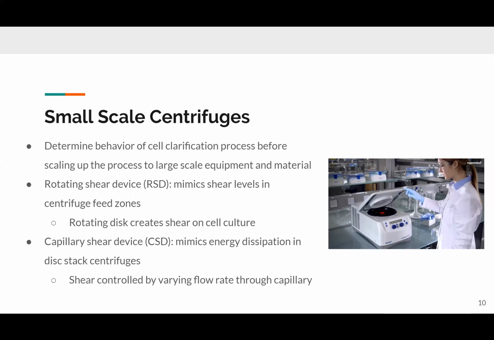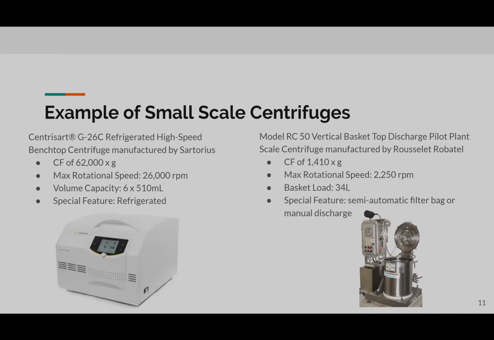Small-scale centrifuges are used for lab-scale purposes or pilot plant-scale production. They are helpful to determine if the cell clarification process is viable prior to scale-up to large-scale equipment and materials. Small-scale centrifuges function either through rotating shear or capillary shear. These are two examples of small lab-scale and pilot-scale centrifuges used for clarification purposes. Some major parameters are their centrifugal force, max rotational speed, volume capacity, and some centrifuges actually have special features such as refrigeration capabilities or manual or automatic discharge.